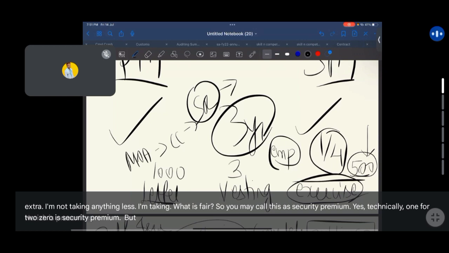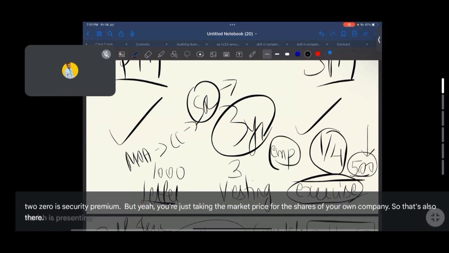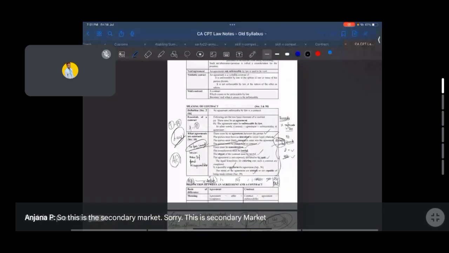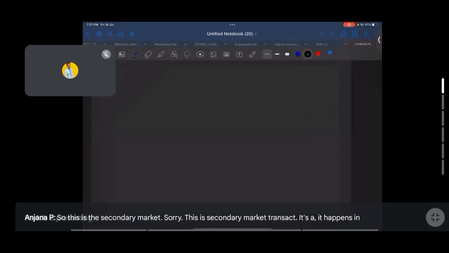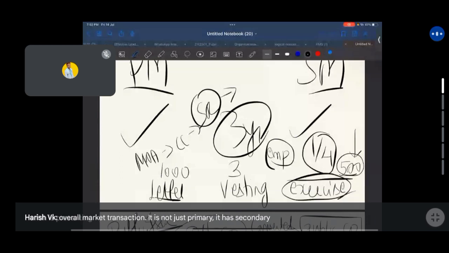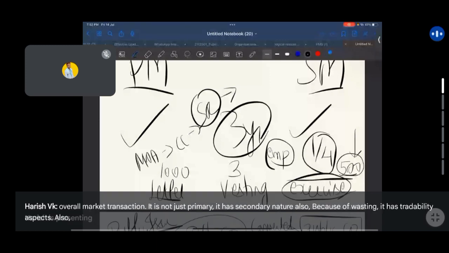But yeah, you're just taking the market price for the shares of your own company. So that's also there. So this is a secondary market transaction. It happens in the secondary market. It is an overall market transaction. It is not just primary, it has a secondary nature also. Because of vesting, it has tradability aspects also. So you cannot just put this under primary or secondary. ESOP is a little special in that regard.